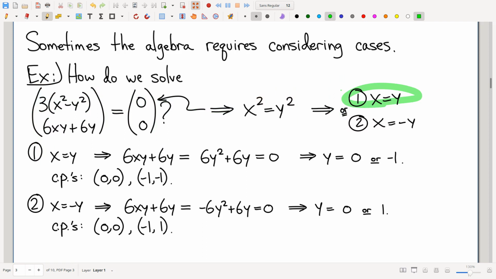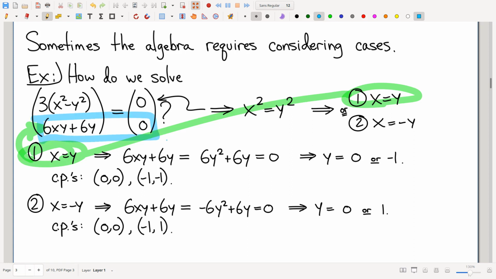So let's start with case 1. If x is equal to y, you can plug that into this second equation. The second equation becomes this.